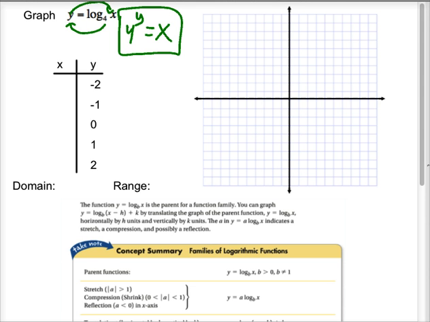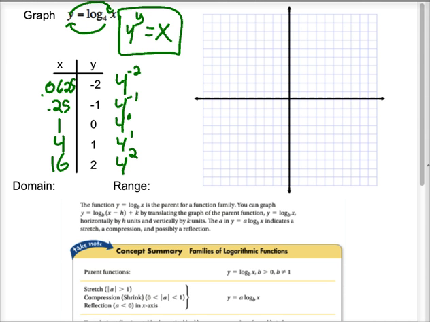So now remember, we are choosing our y values. We're choosing our y's to calculate the x's because I can say, hey, 4 to the negative 2, I can type that into my calculator and get 0.0625. 4 to the negative 1, I can type that into my calculator and get 0.25. I can type 4 to the 0 in and get 1. 4 to the 1 and get 4. 4 squared and get 16.